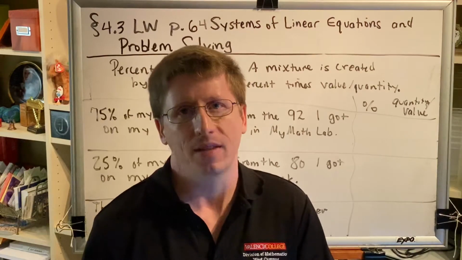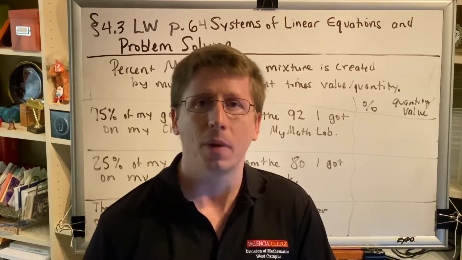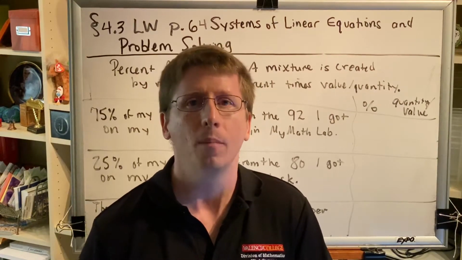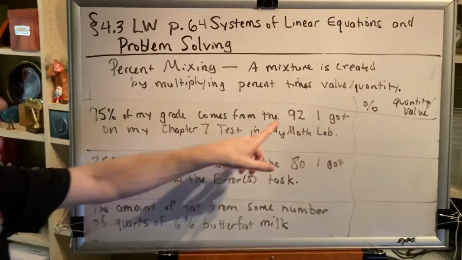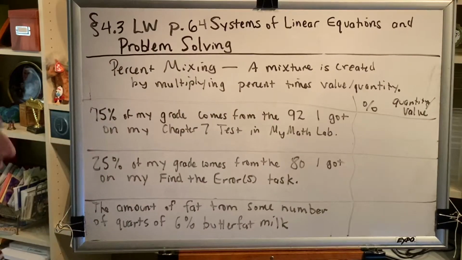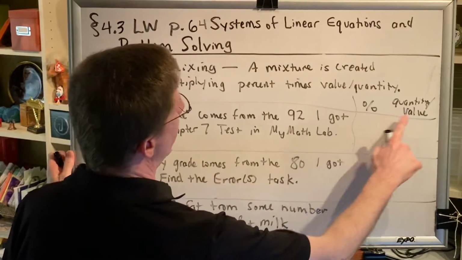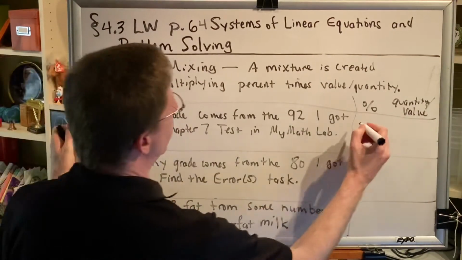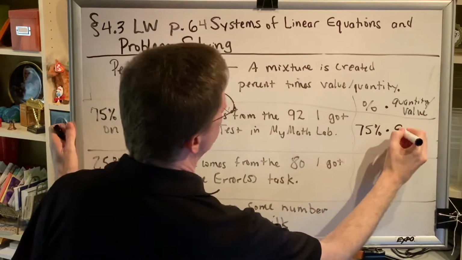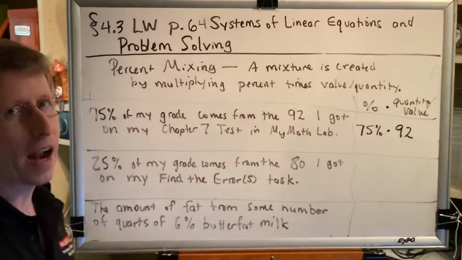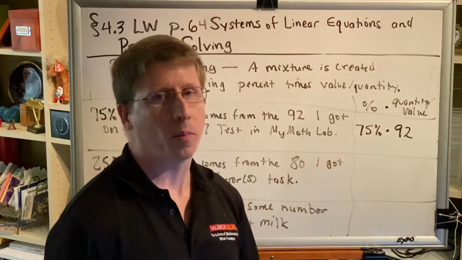This is a percent mixing exercise. The number of points that you get from each part of the exam is found by taking the percent value and multiplying it by the value or your score. So, 75% of my grade comes from the 92 that I got on my Chapter 7 test in my math lab. So how many points do I get from that part of my test? You write the percent times the quantity or value. So 75% times the 92. That's the number of points that I would receive. You can convert 75% to a decimal, 0.75, and then multiply by 92.